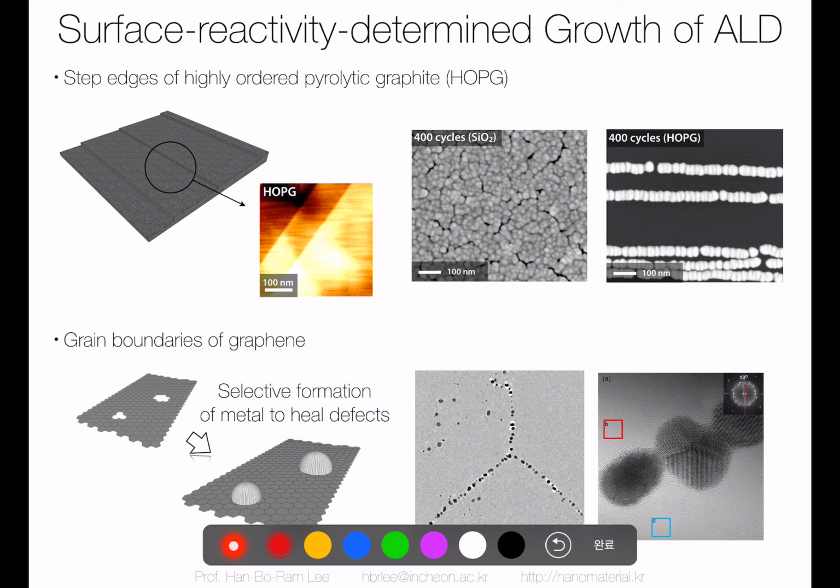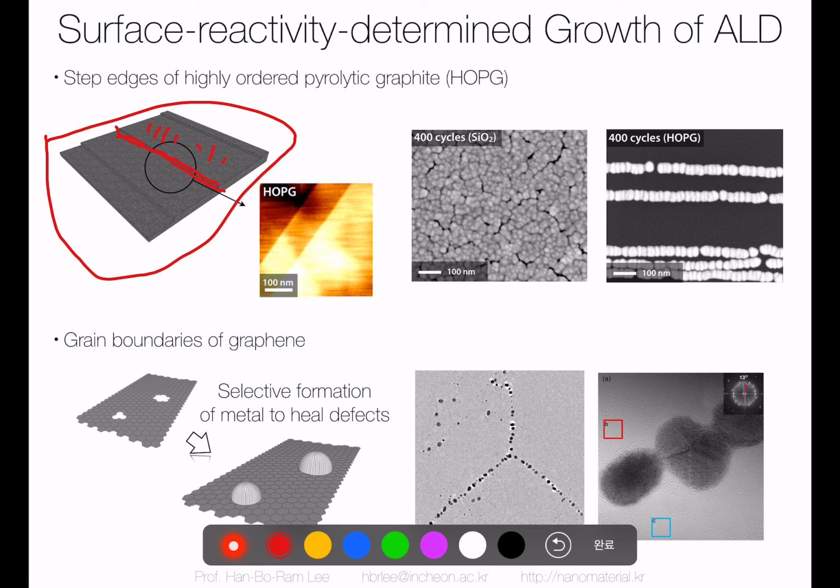Well, the concept comes from the surface reactivity of ALD growth. This is an example. Say we have a graphite substrate. The graphite substrate is very flat, with some atomic step edges. The flat terrace area does not have high reactivity because the carbon bonding is very strong. But the step edge area has a lot of dangling bonds, so it is relatively very chemically reactive.